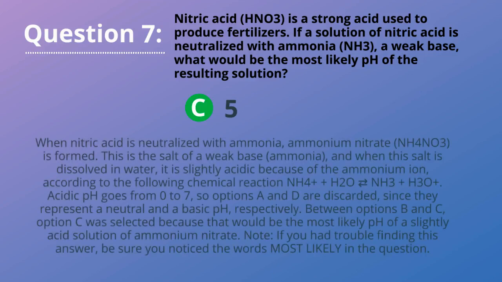When nitric acid is neutralized with ammonia, ammonium nitrate is formed. This is the salt of a weak base, and when the salt is dissolved in water, it is slightly acidic because of the ammonium ion, according to the following chemical reaction. Acidic pH goes from 0 to 7, so options A and D are discarded, since they represent a neutral and basic pH respectively. Between options B and C, option C was selected because that would be the most likely pH of a slightly acidic solution of ammonium nitrate. If you had trouble finding this answer, be sure you notice the words "most likely" in the question.